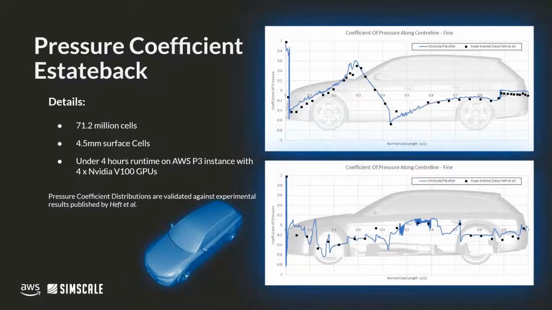As before, the pressure coefficient distribution can be seen for this final model on the right-hand side. There is a slight discrepancy between the measured values on the rear windshield and the simulation values, which many solvers have encountered in the past.